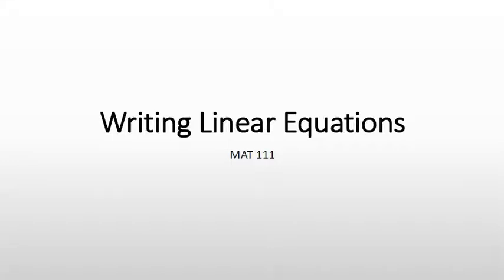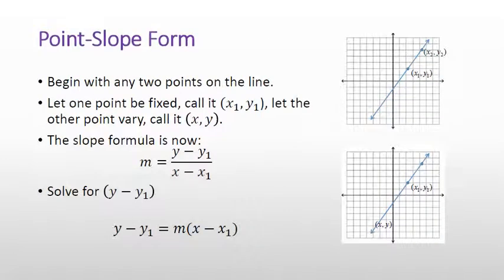In this video, we'll focus on writing linear equations in two variables. One useful method for writing an equation in two variables is what we call point-slope form.